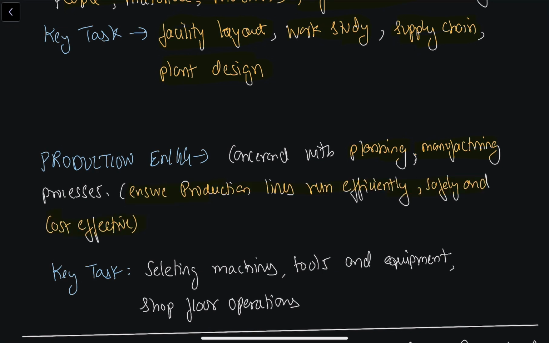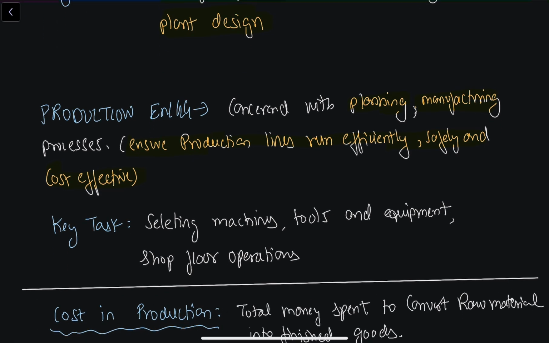There should not be any breakdown in the machine, right? If it's happened, then the production engineer should be accountable. What are the key tasks? So again, the production engineer will tell what machines you need to select, what tools you have to select, and what equipment you need to use. All this happens in the shop floor operation.